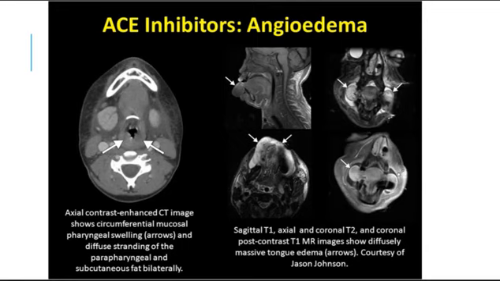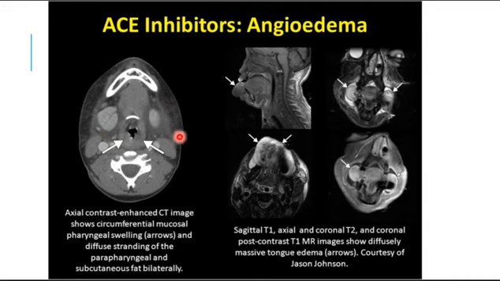Now we come to another entity within the aerodigestive region, which is angioedema. Usually angioedema in emergency settings is due to drugs, usually caused by ACE inhibitors. And this CT image shows circumferential mucosal and pharyngeal swelling and diffuse stranding of the parapharyngeal and subcutaneous fat bilaterally. We see the subcutaneous fat and the parapharyngeal fat stranding bilaterally.